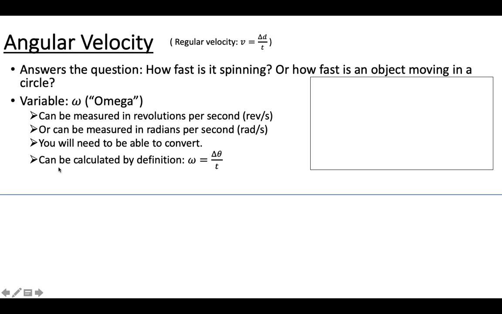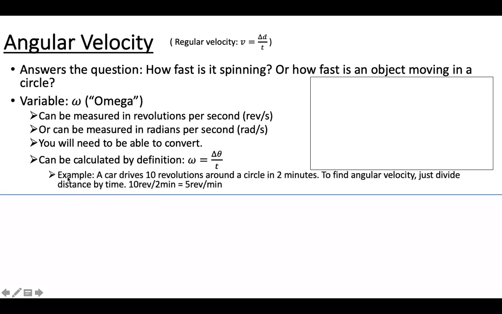Okay, the straightforward way to calculate angular velocity is just by definition. Velocity is distance over time. This is velocity, and it's basically distance over time. It's still the same thing, except instead of measuring meters, now we're measuring revolutions or radians, okay? How many times you go around the circle divided by how much time did you spend doing that. Velocity is distance over time, or angle over time, revolutions over time. So here's an example. A car drives 10 revolutions around a circle in 2 minutes. To find this angular velocity, just divide distance by time. 10 revolutions divided by 2 minutes is going 5 revolutions per minute.